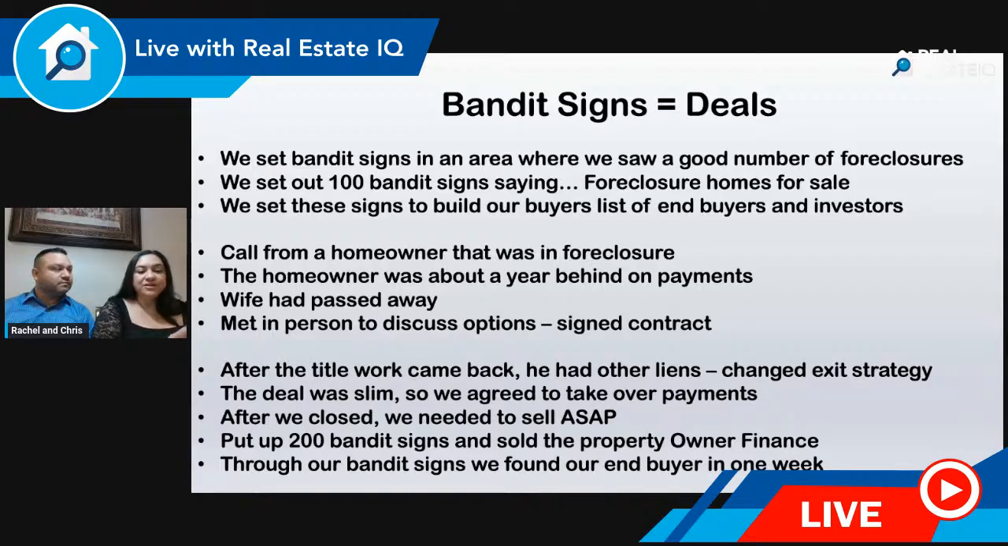The reason why we did this particular sign is because we wanted end buyers. And buyers are people that you're going to wholesale to, or even people that are really looking for houses. They don't have to be investors, but people that are looking for owner finances or houses or whatever the case may be. What the homeowner got from our message was that we buy foreclosed houses, and that's the situation he was in. And all he said was, I saw foreclosure and I called, right?